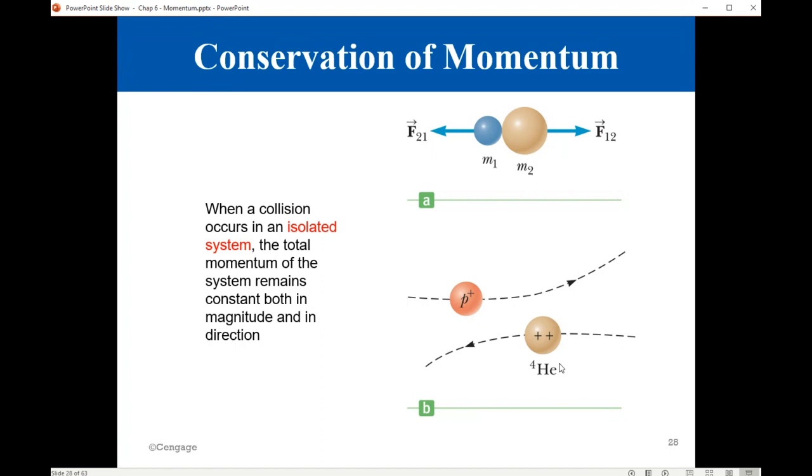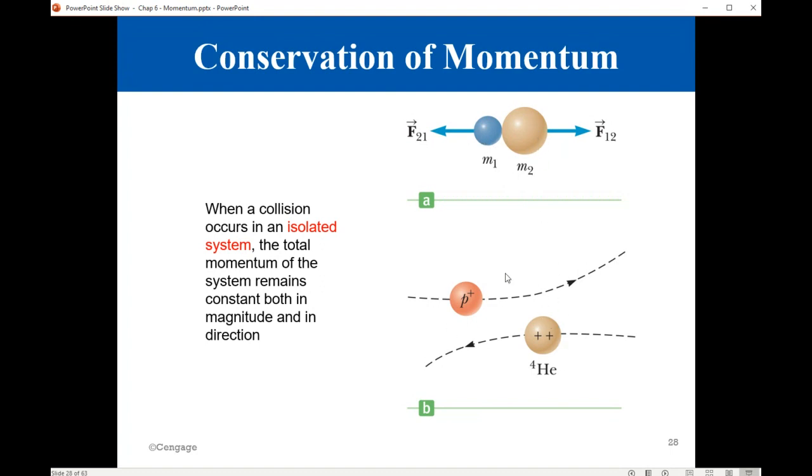Okay? This is the case when you have an isolated system. An isolated system is a system that includes all parties, that includes all colliding objects. Okay? This is what we mean by isolated system. So here you have these two balls colliding. This is an isolated system. The momentum before collision is equal to the momentum after collision.